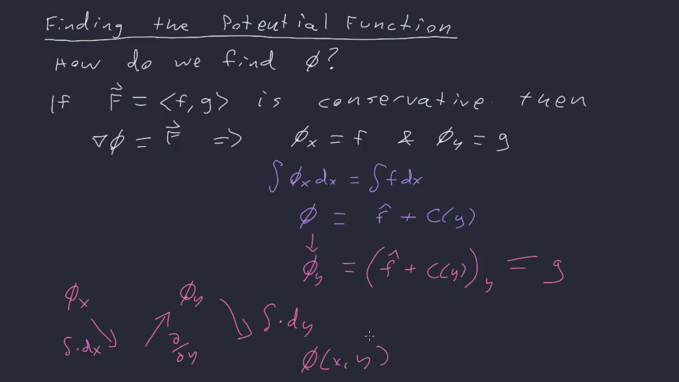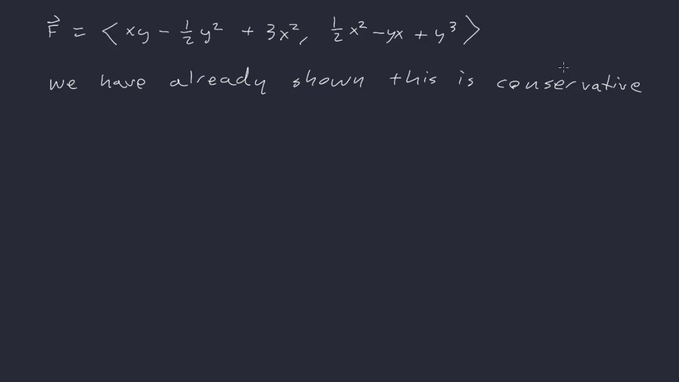Like I said, trying to write this in general terms is not very nice. It doesn't work very well. So here's what we're going to do instead. Let's just look at an example, and I'll explain what we're doing step by step. Okay, so let's go back to one of the vector fields we've already looked at. Say xy minus 1/2 y squared plus 3x squared, comma 1/2 x squared minus xy plus y cubed. We've already shown or proven that this field is conservative. So let's go through and find the potential function.